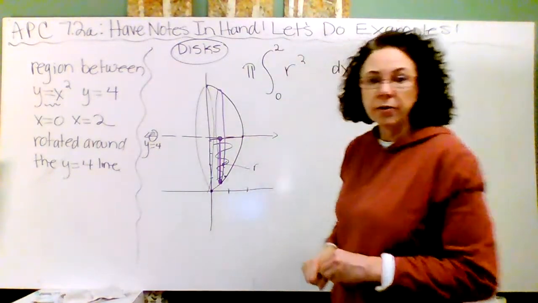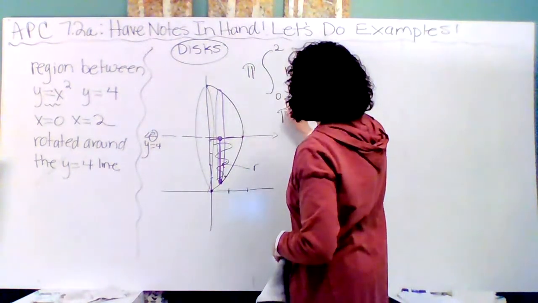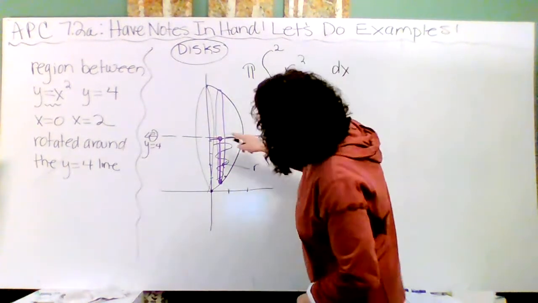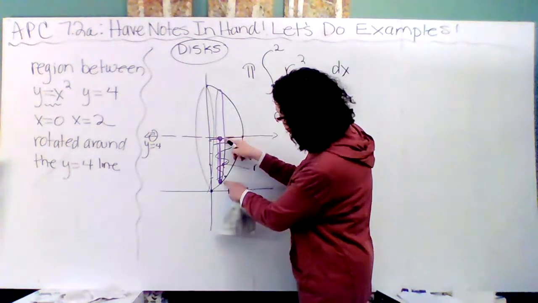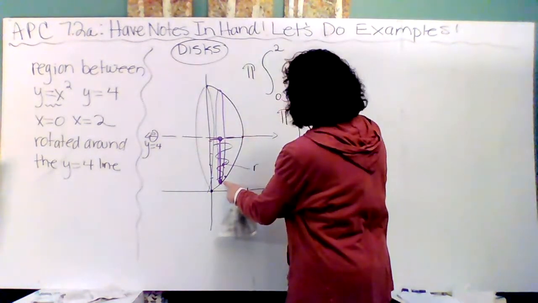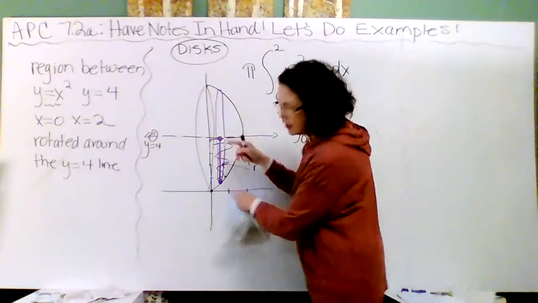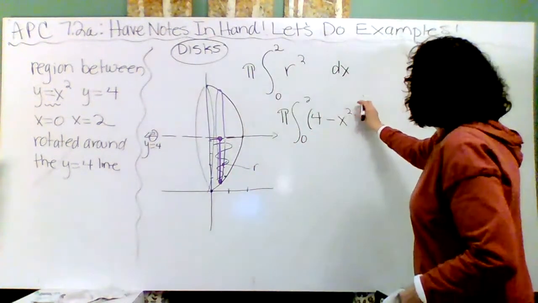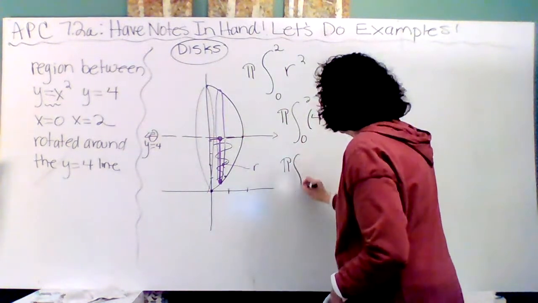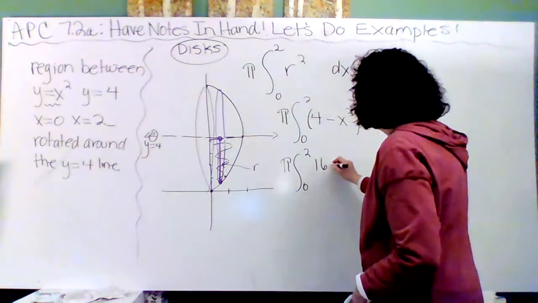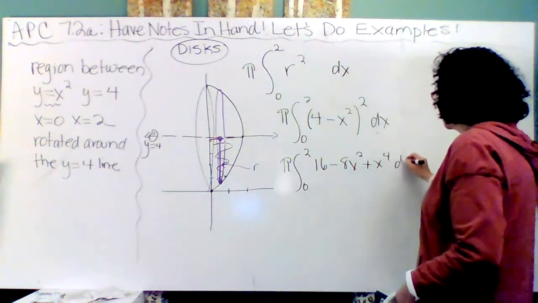Now we have to be a little careful with the radius here. The length of the radius is this top point minus this lower point. The length of this radius is 4 minus x squared. Right? That's how long that radius is. And we're not going to forget to square the radius itself. So let's go ahead and square. That would be 16 minus 8x squared plus x to the 4th dx.